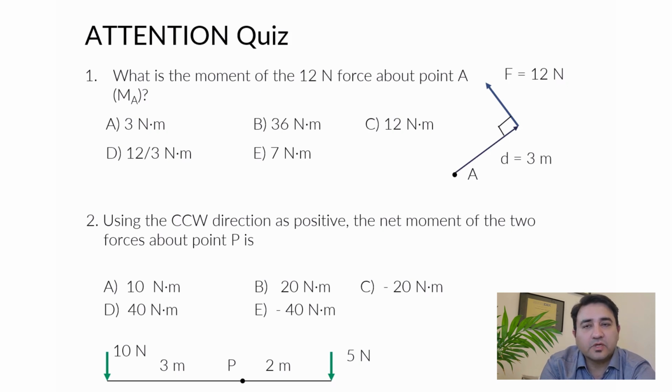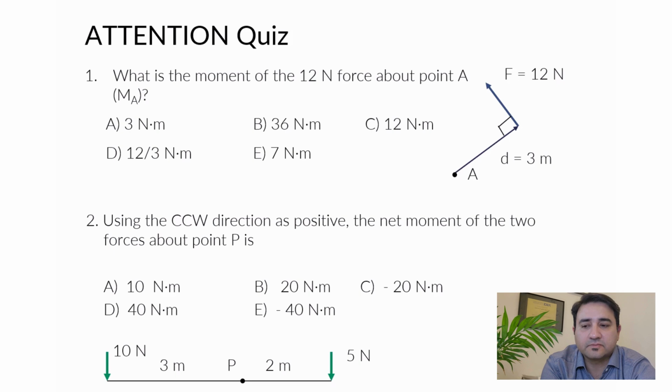Now we know that the moment is force times the perpendicular distance. The force is 12 newtons and the distance is 3 meters. The answer would be 36 Newton meters, positive because it's pointing out of the plane of the paper. If 36 Newton meters is the answer, then your answer is B. Compare with your answers and rethink the whole thing. If you got the wrong answer, maybe go back and read or listen to those slides again.